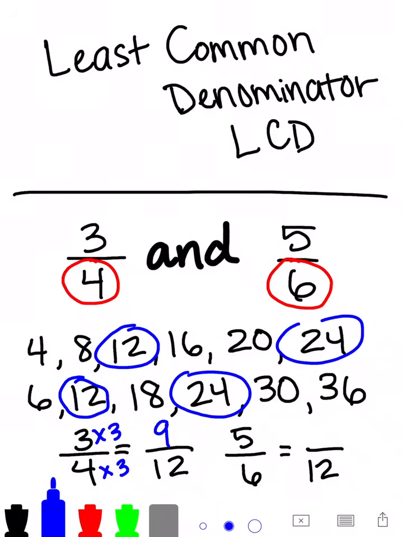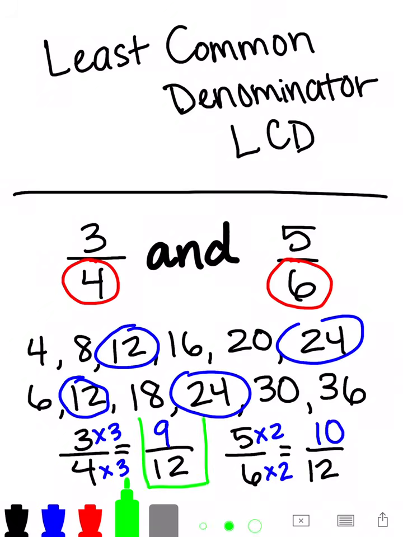And then over here, looking at the 5/6, to go from 6 to 12, we have to multiply that by 2, okay? So we know 6 times 2 is 12. Whatever we do to the bottom half of our fraction, we always have to do to the top. So that would make that one 10. So our final answer is 9/12 and 10/12.